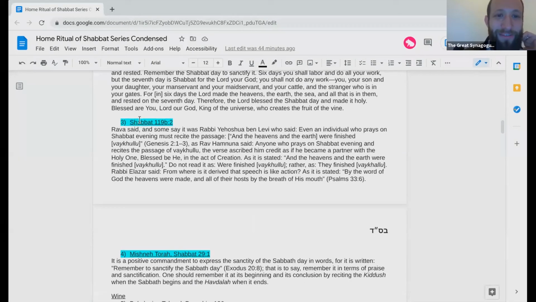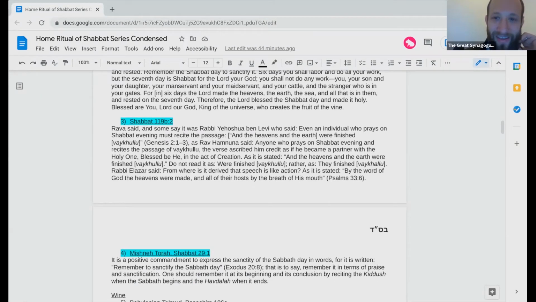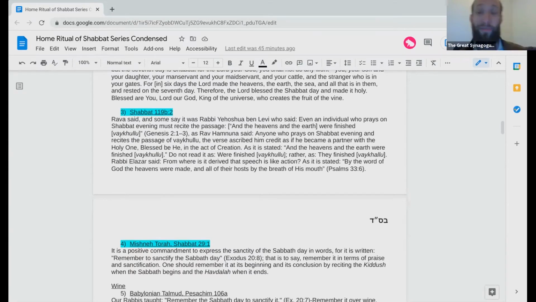The third source: Rava said, and some say it was Rabbi Yehoshua ben Levi who said, even an individual who prays on Shabbat evening must recite the passage "And the heavens and the earth were finished," Vayechulu. As Rav Hamnuna said, anyone who prays on Shabbat evening and recites the passage of Vayechulu, the verse ascribes him credit as if he became a partner with the Holy One, blessed be He, in the act of creation. And it is stated, "And the heavens and the earth were finished, Vayechulu." Do not read it as "were finished," Vayechulu, rather as "they finished," Vayechalu. And Rabbi Elazar said, from where is it derived that speech is like action? As it is stated, "By the word of God the heavens were made, and all their hosts by the breath of His mouth."